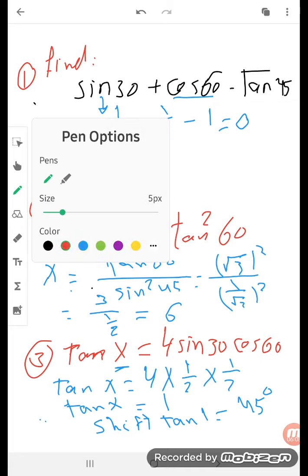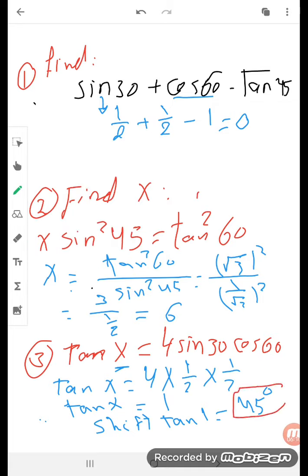Okay, pay attention. X here is an angle because x is after tan, but x here is a value and not an angle.